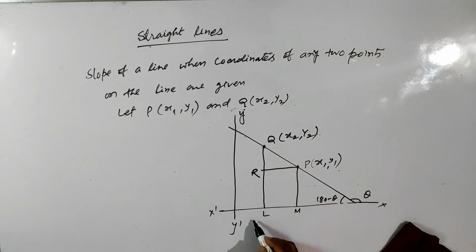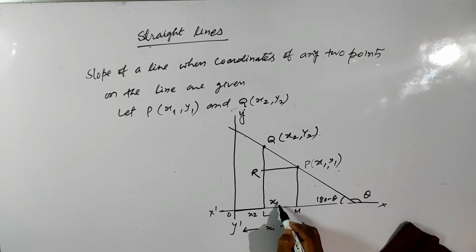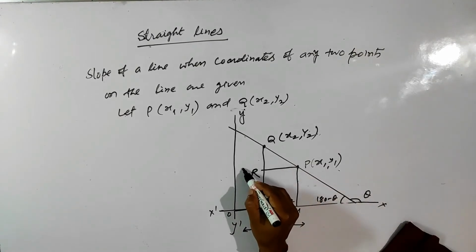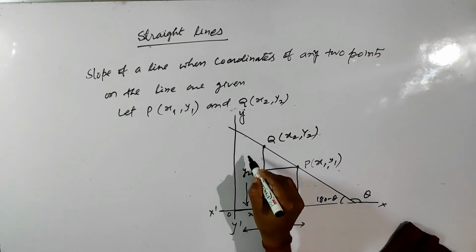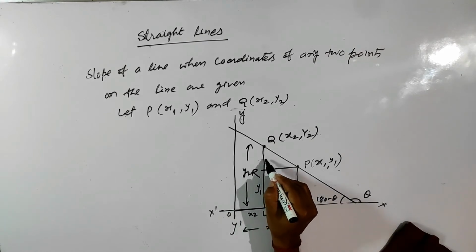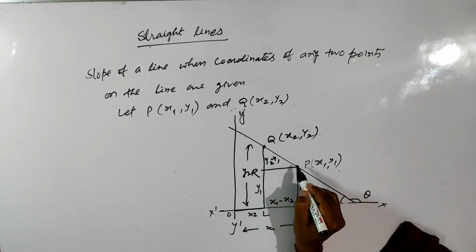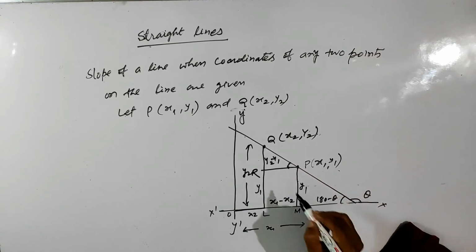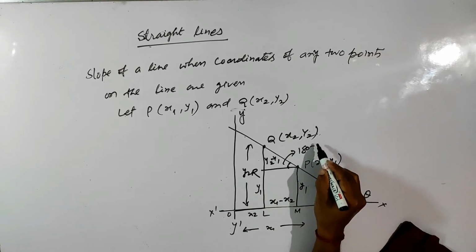Now this distance is x2 from the origin, and this is x1. Then what will be this? x1 minus x2. This is y2 and this is y1, so this will be y2 minus y1. This angle will be equal to this, which means this is 180 minus theta.